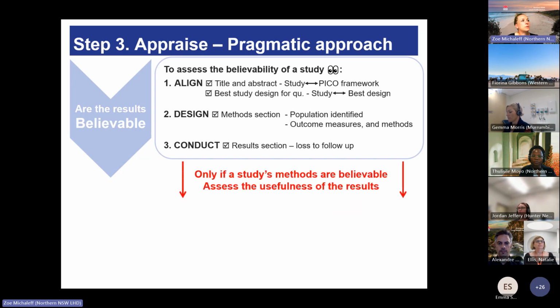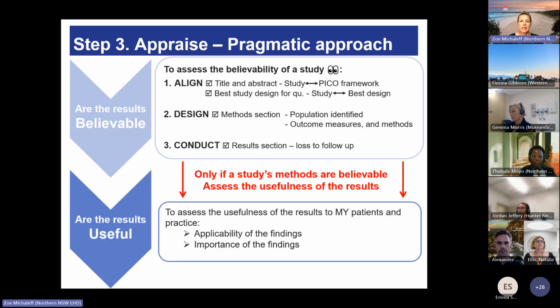Only if the results are believable do you then go on to assess the usefulness of those results to your patient and to your setting. And so in doing so, what you're going to be looking at is the applicability of those findings to your patient, to your setting, and also considering the results in terms of their importance and whether or not they meet some sort of threshold that you think is important for your patient or that meets your patient's level of importance.